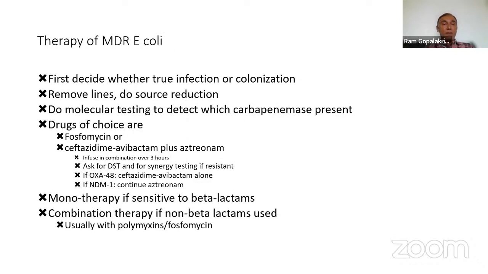E. coli is a slightly different ballgame because we know that the mechanism of resistance here is largely NDM1 production. And we have a second valuable drug against E. coli, which is fosfomycin. IV fosfomycin is very much available in India. So this is the same approach. We do molecular testing; OXA48, which is quite rare with E. coli, ceftazidime-avibactam alone. Usually it's an NDM1 producer. You continue the aztreonam as well. You need to give monotherapy if it's sensitive to beta-lactams, if your combination is working, and combination therapy only if non-beta-lactams are used. These are, I'm quoting from the latest IDSA guidelines, which were updated earlier this year.